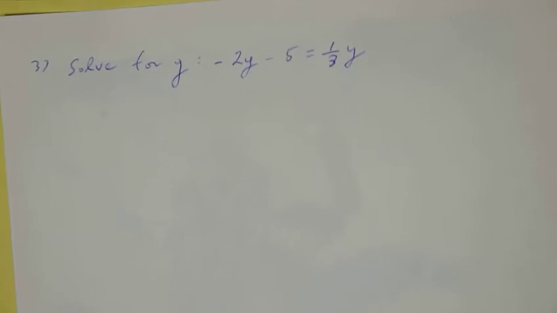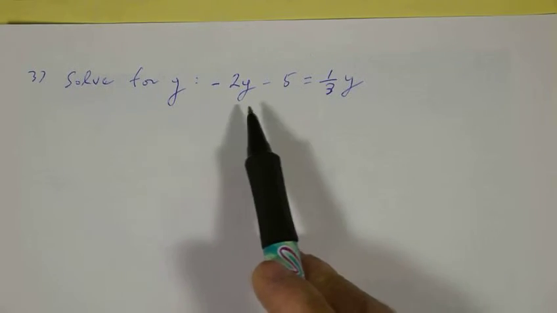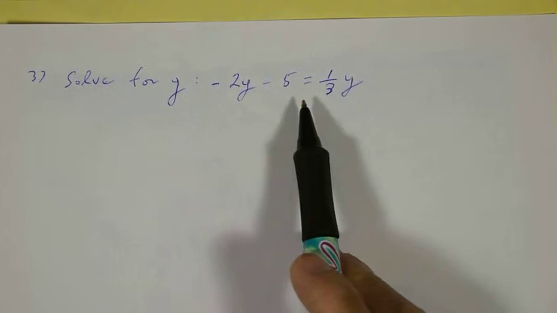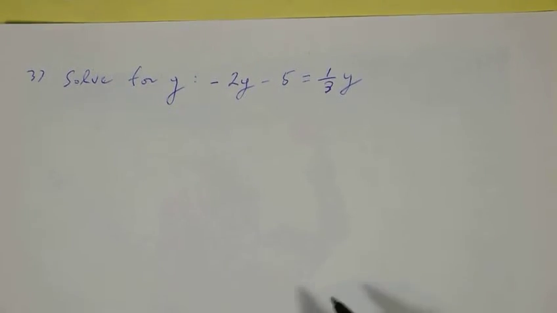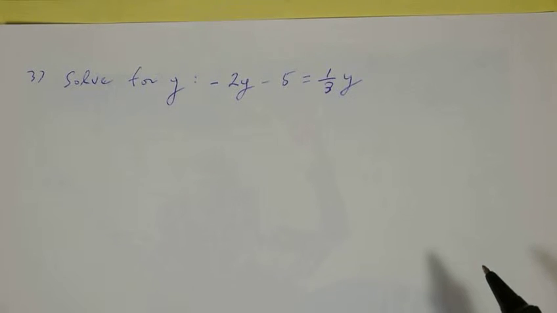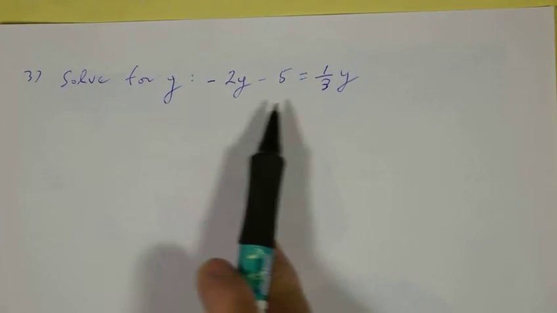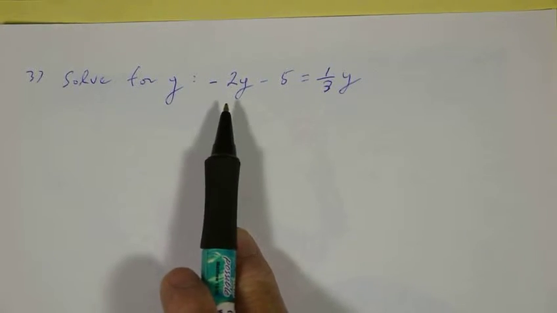Okay, as a last example, I want to show you a third example, solve for y. The given equation is minus 2y minus 5 equal to 1/3 y. So before I show you the complete solution, I'd like to ask my audience to pause the video, because you must be on YouTube. Pause the video. Let's try to solve this simple equation on your own. Remember, I'll give you a hint.